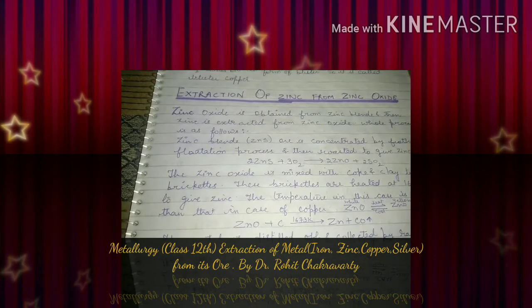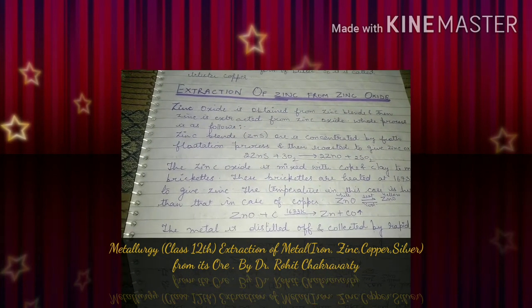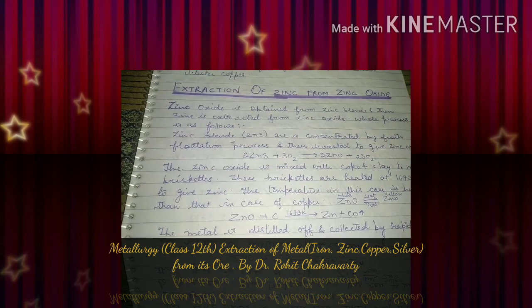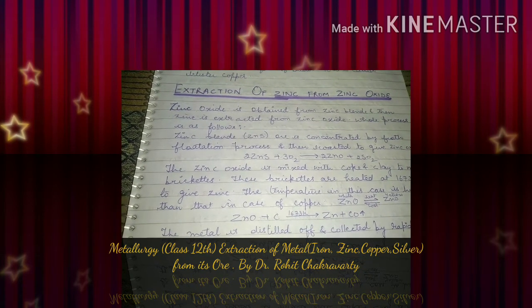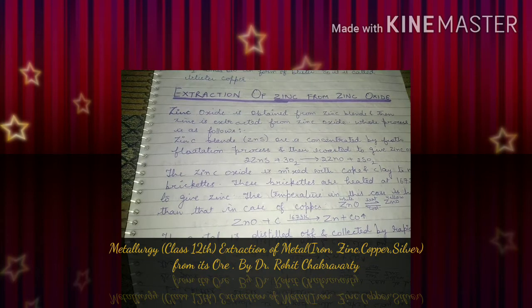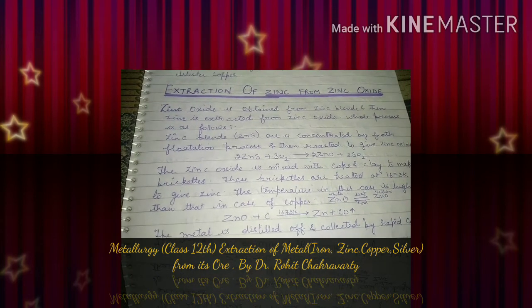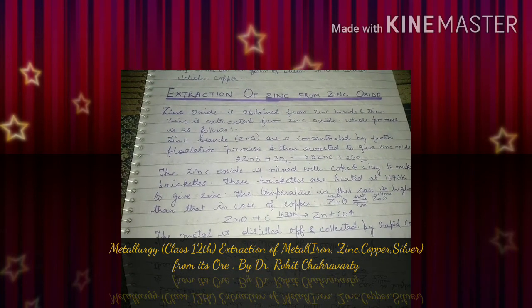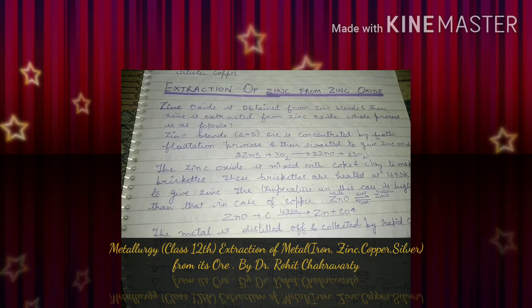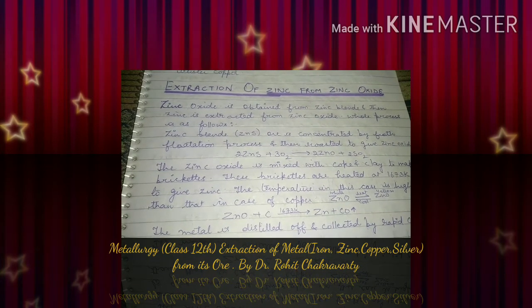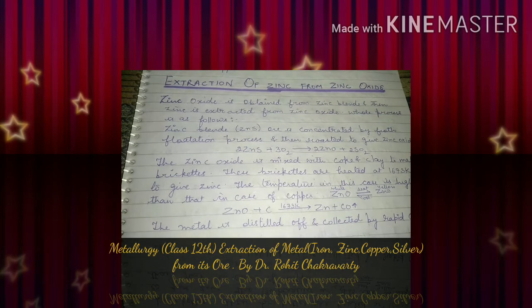Zinc blende ore is concentrated by the froth flotation process. So बच्चों आप लोगों को याद रखना पड़ेगा कि किस प्रोसेस में क्या यूज करते हैं. For the zinc we are using the froth flotation process, and then it is roasted. So in the presence of oxygen, zinc sulfide reacts with oxygen to form the metal oxide, that is zinc oxide, and sulfur dioxide gas is liberated.